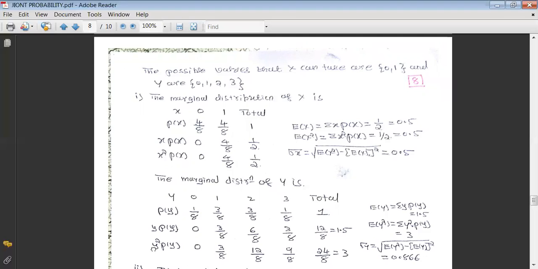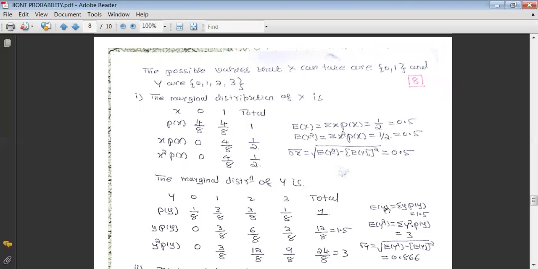And let us calculate y square into p of y. That is 0 into this, that is 0, 1 into 3 by 8, 3 by 8, 2 into 6 by 8, that is 12 by 8, 3 into 3 by 8, that is 9 by 8. Once you calculate, it results in 24 by 8, that is equal to 3.